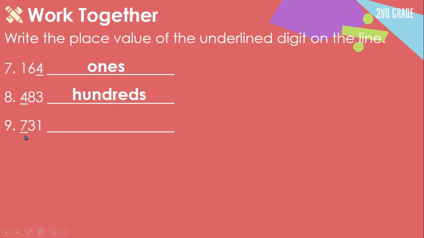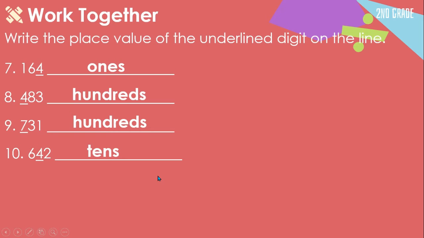For number 9, 731. The underlined digit is 7. What is the place value of 7? And the answer is hundreds. Very good. For number 10, 642. The underlined digit is 4. What is the place value of 4? Very good. It's tens. For number 11, we're going to write the value of the underlined digit still on the line. So 122. The underlined digit is 2. What is the place value of 2?